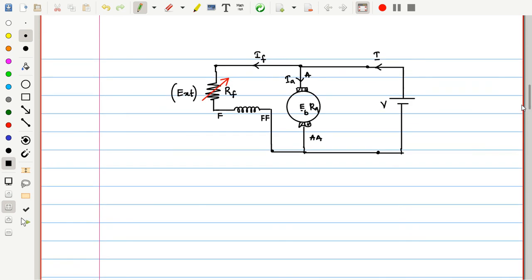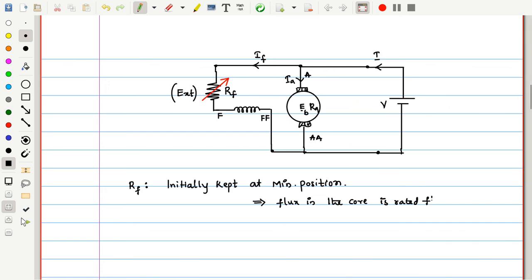One important feature you need to look at here is that this external resistor Rf is initially kept at the minimum position. Thereby the flux in the core is the rated flux. As a result, the speed of the machine is the rated speed.